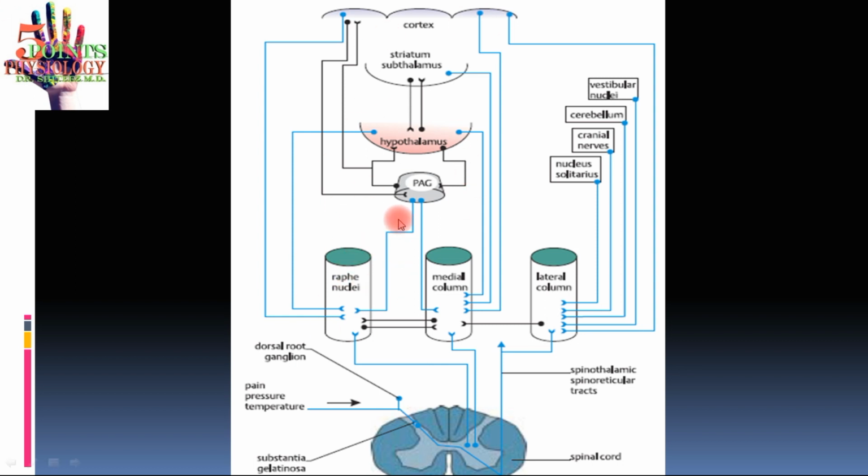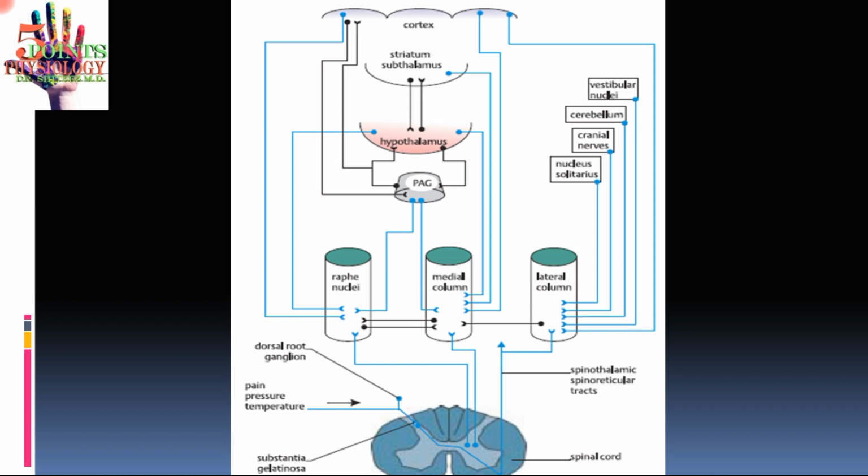Other inputs from the higher centers are from the cortex. As you can see here, the cortex is sending input to almost all three columns of the reticular formation, and another input is from the cerebellum, which is sending its input especially to the lateral column. So this is how the afferent impulses of the reticular formation are present.